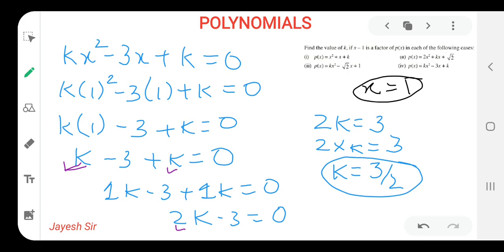So I have done that. Now 2 and k are not having any sign in between. That means they are having a multiplication sign. So as per transposition theorem, after going that side, it will become division. And in this way, we have got the value of k. I hope you all have understood and cleared your concept, friends.